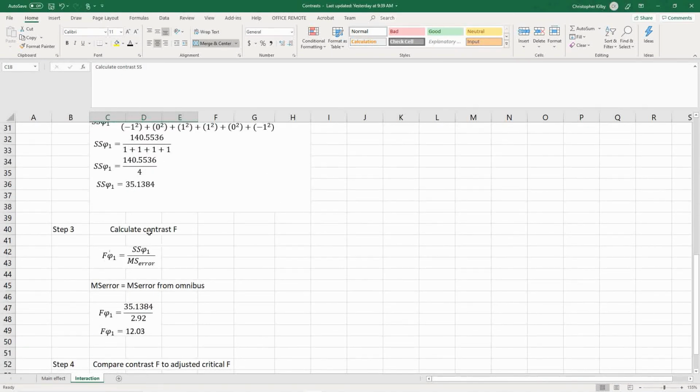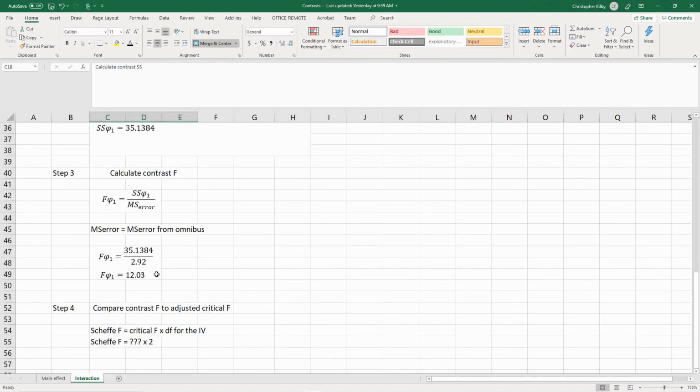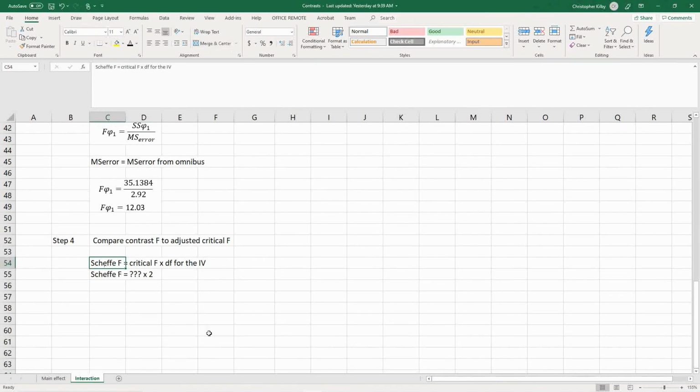I then calculate my F statistic, and so to do this, all I'm doing is taking my sums of squares of 35 and a bit, putting it in the top, and then using the same mean sums of squares error that I used from my main effects model, so 2.92. That gives me an obtained F of 12.03. Now I need to compare this to a Scheffé F.